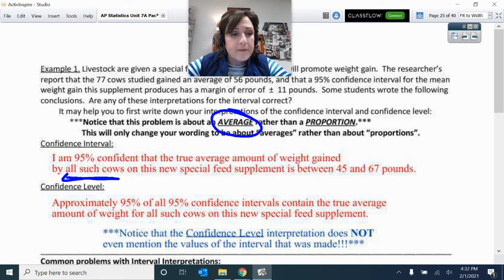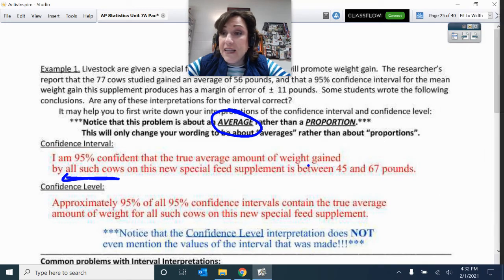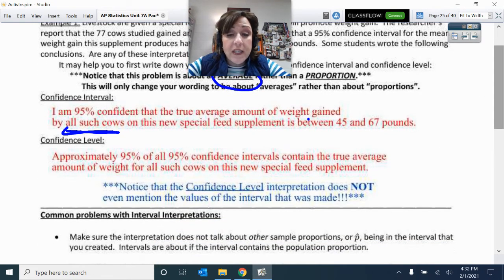So careful on that. Now, confidence level would say if we made a whole bunch of intervals, a whole bunch of people collecting a bunch of data, then approximately 95% of all of those 95% confidence intervals would contain that true average amount of weight gain for all the cows on this feed supplement.